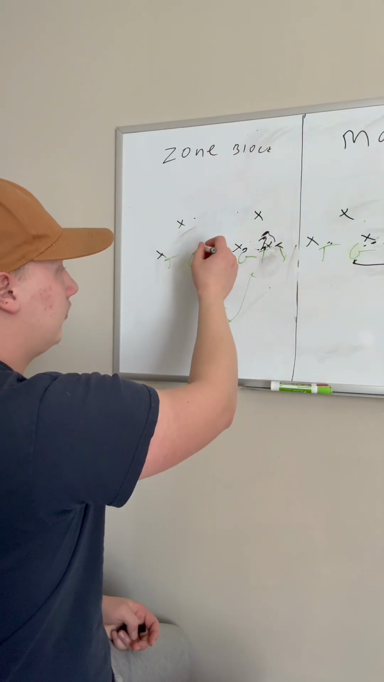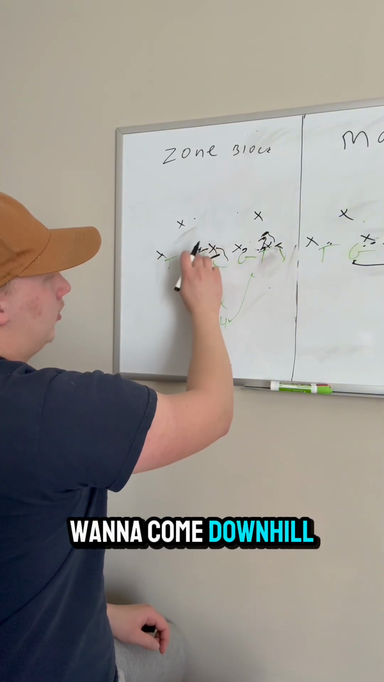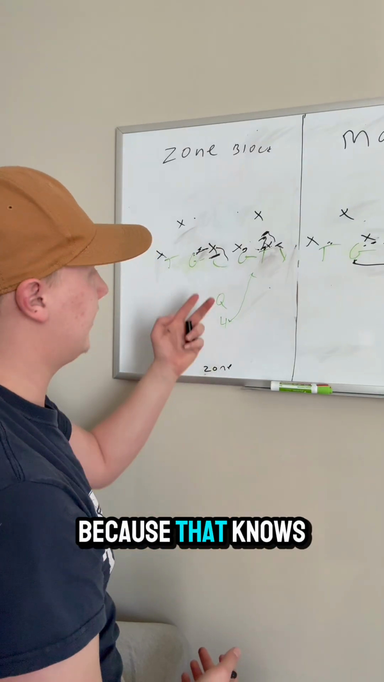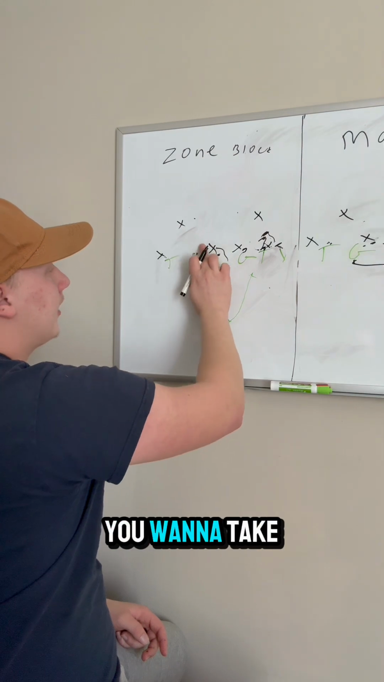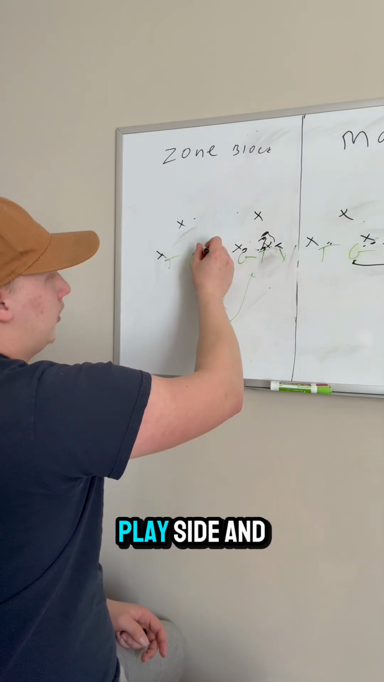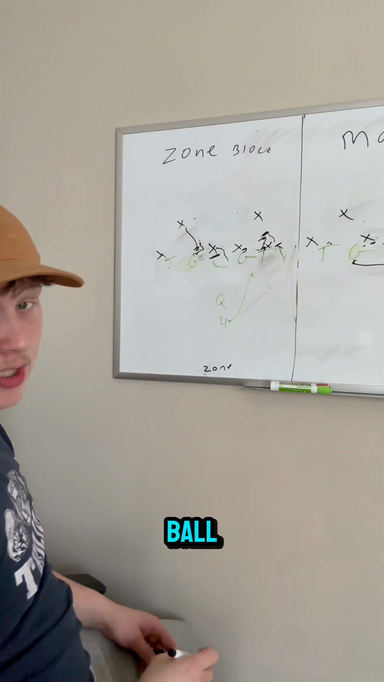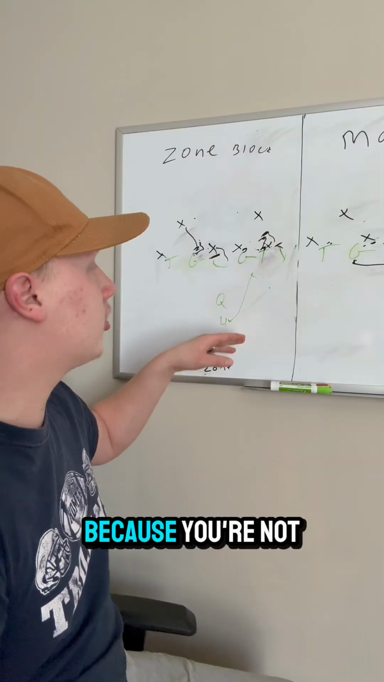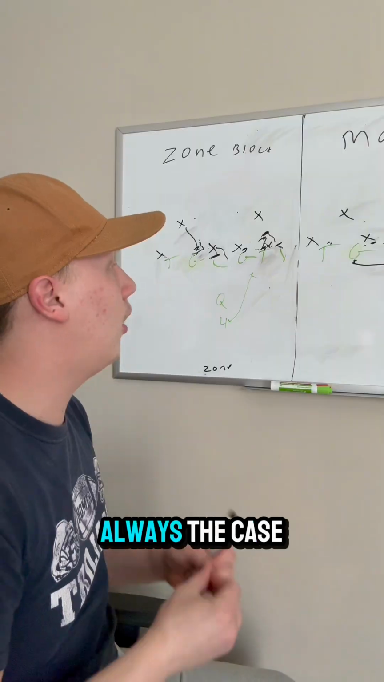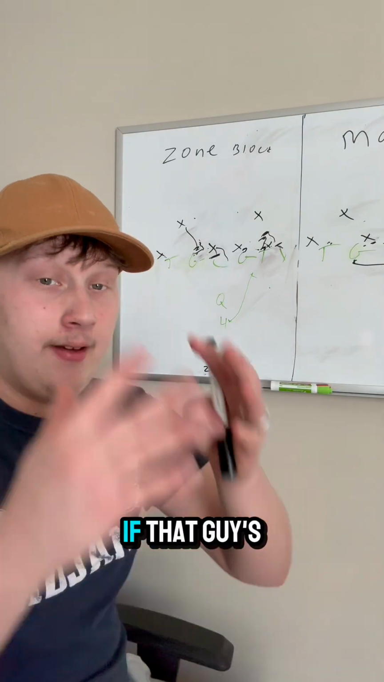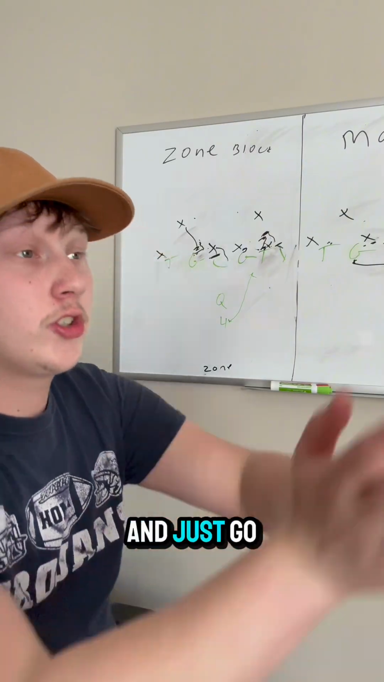So in this phase, this guard doesn't want to come down and down block, because that nose, he's not going to be there. So you want to take your read, your steps, play side, and then you want to slowly come up and get this linebacker, because this linebacker is going to be flying to the ball. So that's what makes it very different, because you're not blocking a person. You would think, okay, he's the most dangerous man, I have to help the center, but that's not always the case. Take your steps. If that guy's there, then block him. If he's not there and not in your zone, leave him for the next guy and just go.